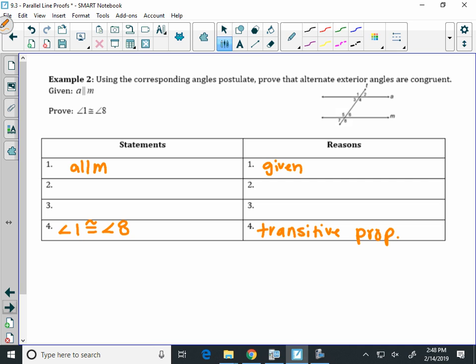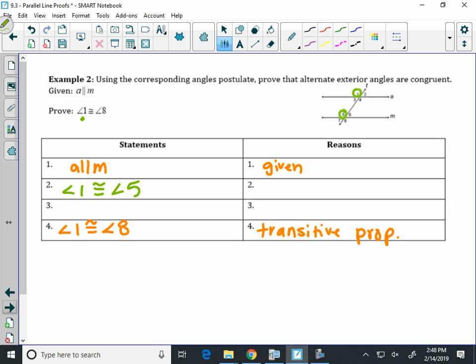Okay. So then when we fill in the rest of our proof, start with your first angle. I'm going to start with angle 1. Look in my diagram and name another angle that angle 1 is congruent to. And I know that angle 1 is congruent to angle 5. Again, there's more, but that's just the one that I picked. So I'm going to write that. Angle 1 is congruent to angle 5.